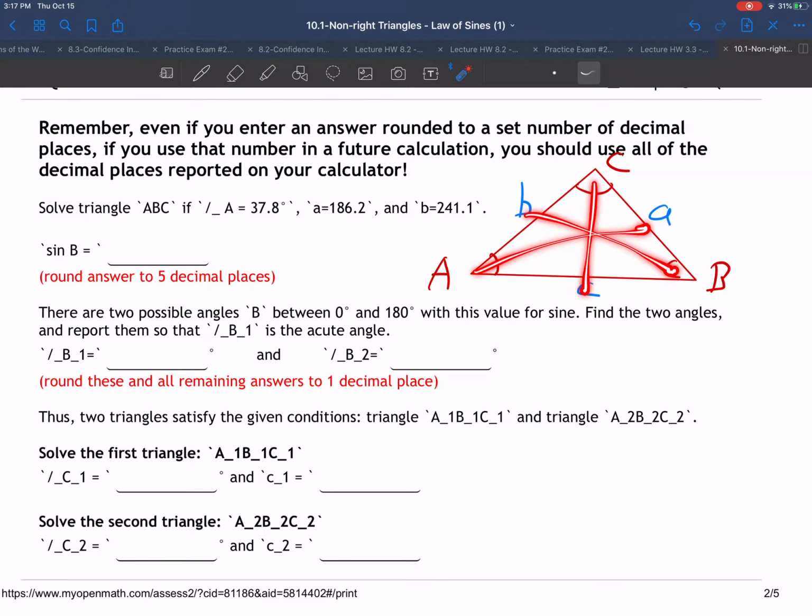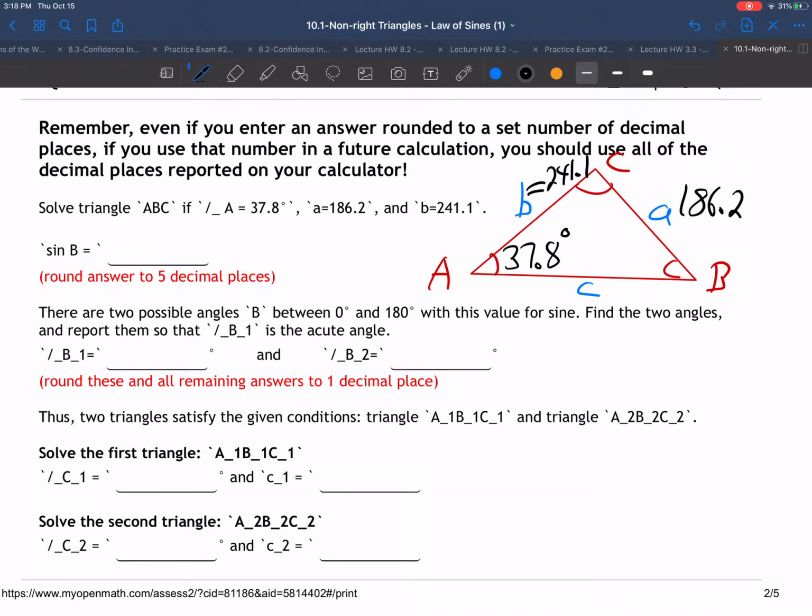That's how they assume our triangle looks. We have to do that. That's just the original assumption that they're all making on these problems. Okay, so angle A is 37.8 degrees, and little a across from it is 186.2. And little b, the side across from angle B, is 241.1.